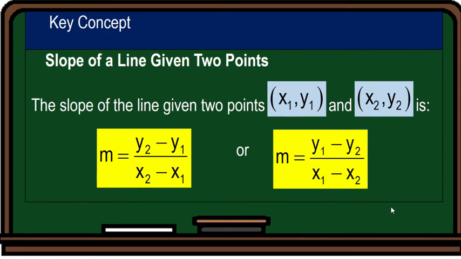In finding the slope of the given 2 points, we'll make use of two formulas. We have m is equal to y sub 2 minus y sub 1 over x sub 2 minus x sub 1. Another formula will be m is equal to y sub 1 minus y sub 2 over x sub 1 minus x sub 2. Both formulas will give you the same answer, pero may konting difference lang. But yet, pwede silang gamitin. Pwedeng yung first formula or ang second formula.